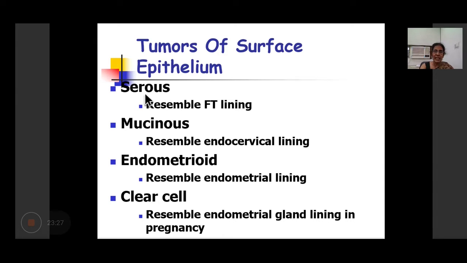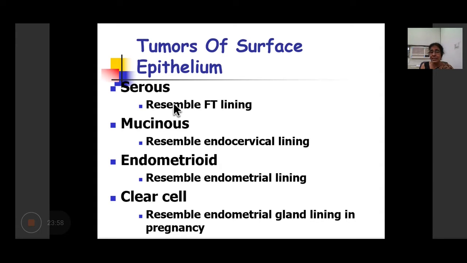So those tumors which have a resemblance to ciliated epithelium of the fallopian tube are called the serous tumors of the ovaries. The ones which show differentiation towards tall columnar mucin secreting epithelium, which is the normal epithelium of the endocervical lining, are the mucinous tumors of the ovary. And when the differentiation resembles the normal proliferative endometrium, endometrial glands, we call them endometrioid tumors.